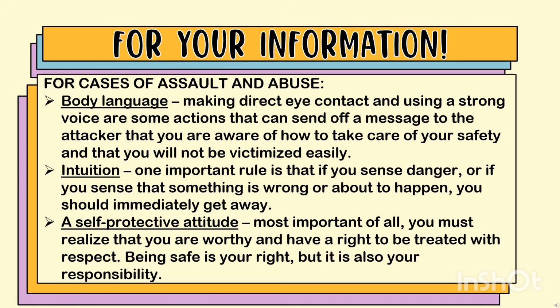Here are some things to consider for cases of assault and abuse. First one is body language. Making direct eye contact and using a strong voice are some actions that can send off a message to the attacker that you are aware of how to take care of your safety and that you will not be victimized easily. Second, intuition. One important rule is that if you sense danger, or if you sense that something is wrong or about to happen, you should immediately get away.